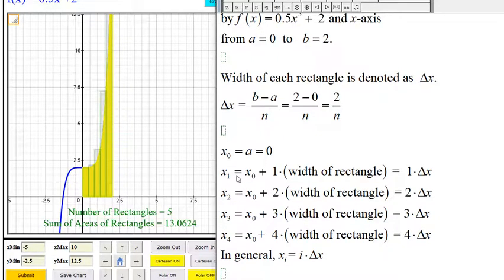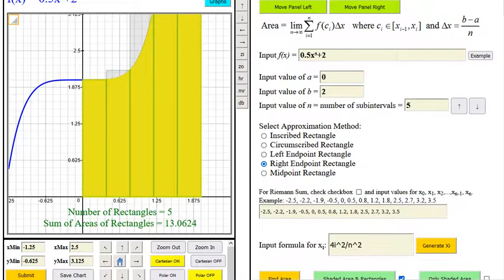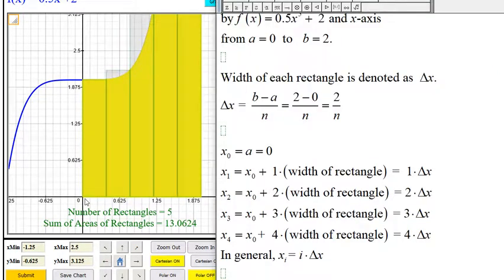And now let's express the x of i's in terms of delta x. This is x of 0, which is 0. This is x of 1. X of 1 would be x of 0 plus 1 width, or 1 delta x. So it would be 0 plus 1 delta x, which is 1 delta x. This is x of 2. It would be x of 0 plus 2 widths. So it would be 0 plus 2 delta x.